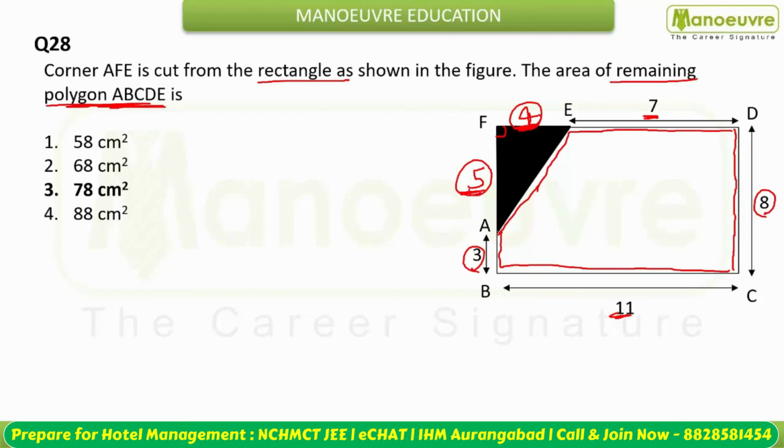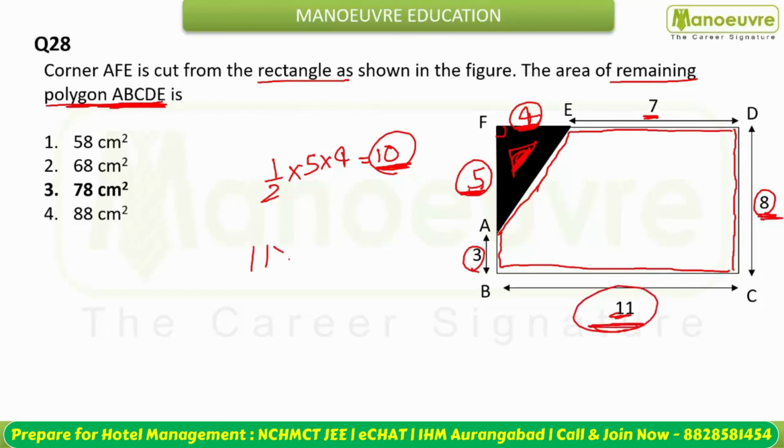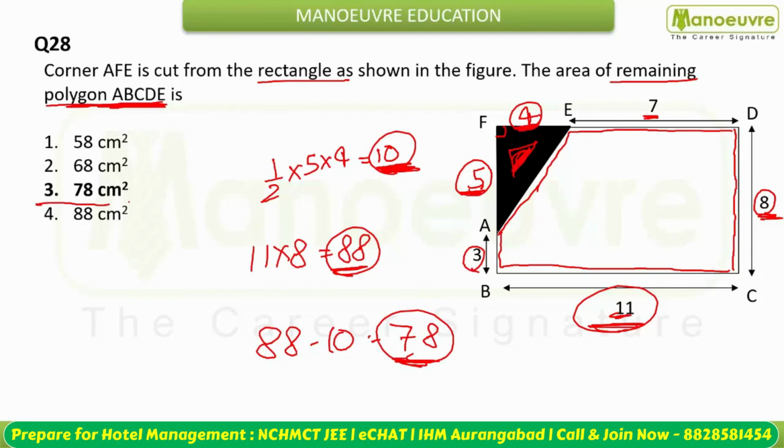So basically, what is the area of the triangle here? The area of the triangle is going to be half into base into height. That is, this is going to be 10 units, 10 centimeter square. This is going to be the area of this triangle, but you are asked for the remaining polygon. So what you are going to do is length into breadth, that is 11 into 8, that is 88. From that, how much will you subtract? You will subtract this 10 unit. That is 88 minus 10. Your 78 is the right answer. Option 3rd is your correct answer here. This is 78 unit, and this is a 10 unit area.